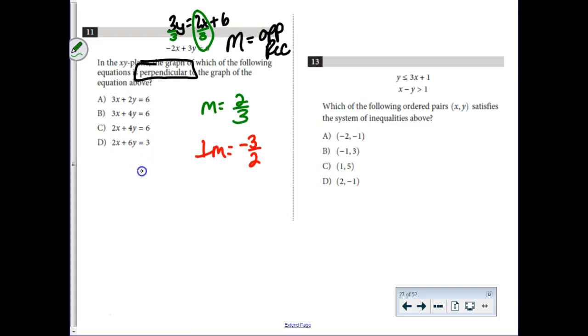Let's see. That won't work, because that'll be a no. Methinks it's this.